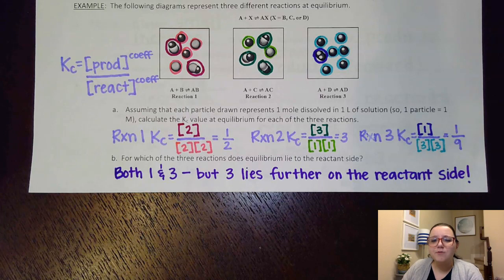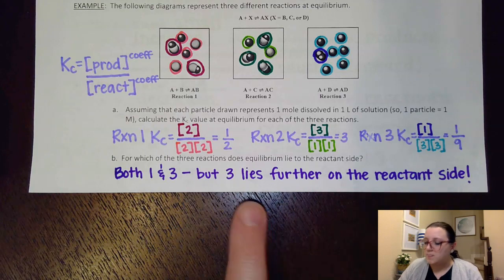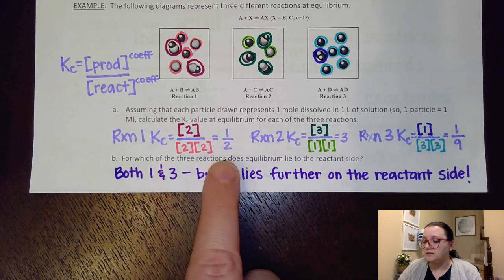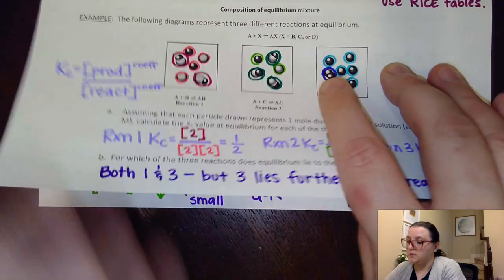However, if you're ever asked which one lies further to one side or another, then you're looking for either the larger value if you're trying to figure out if you're lying more to the product side, or the smaller value if you're trying to get to the reactants. Again, you're looking for those extremes. So here, since I'm trying to figure out which one lies further to the reactant side, that would be 3 because its fraction was much smaller than the Kc value of reaction 1. All right, let's look at 2 more on the next page.